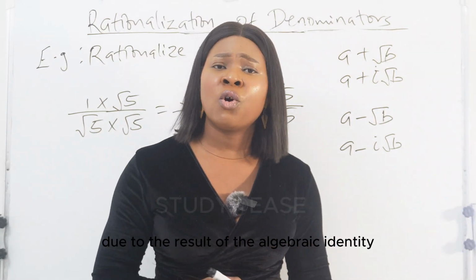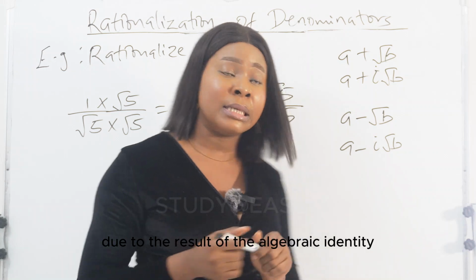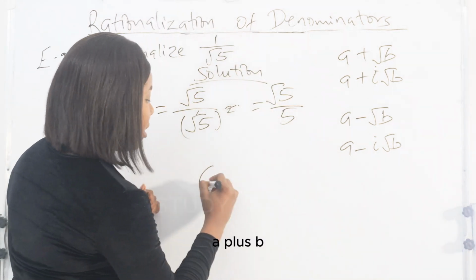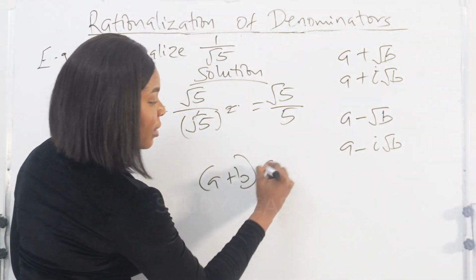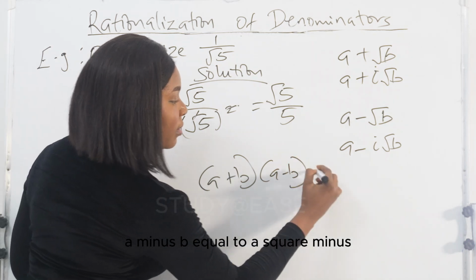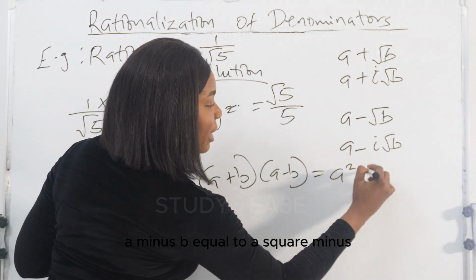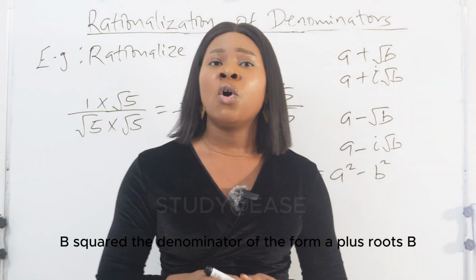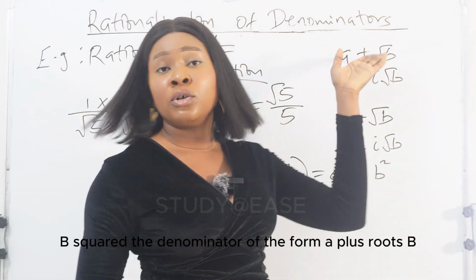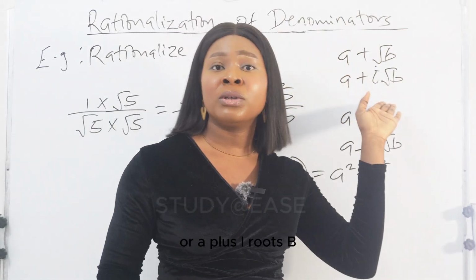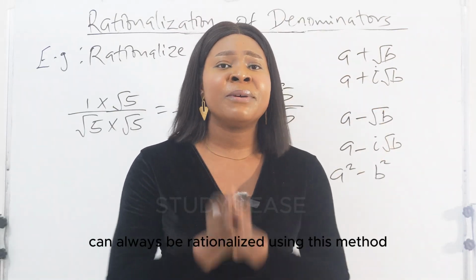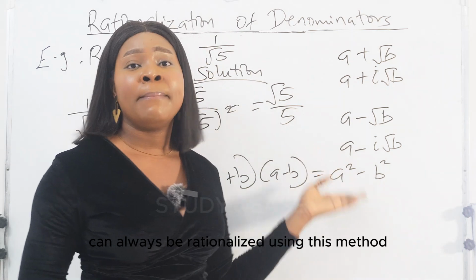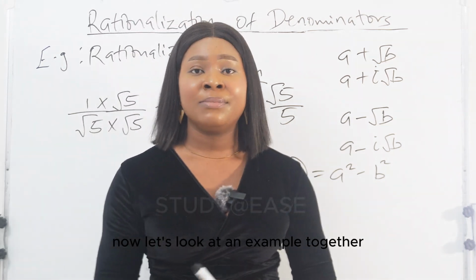Due to the result of the algebraic identity, a plus b times a minus b is equal to a squared minus b squared, the denominator of the form a plus root b or a plus i root b can always be rationalized using this method. Now let's look at an example together.